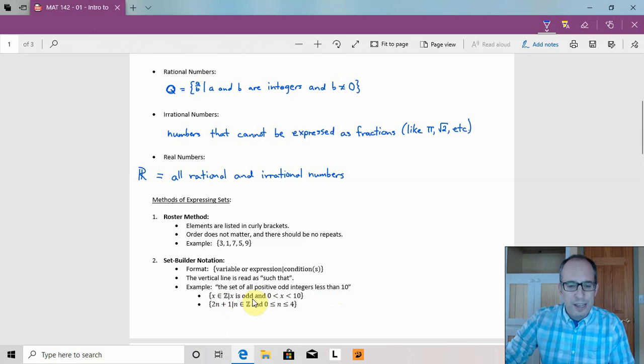I also don't want it to be negative. So I said, well, if it's strictly between 0 and 10, I'll take care of it, right? Because then odd numbers between 0 and 10 are 1, 3, 5, 7, and 9, right? Those are the positive odd integers less than 10. And it is also the set up here.